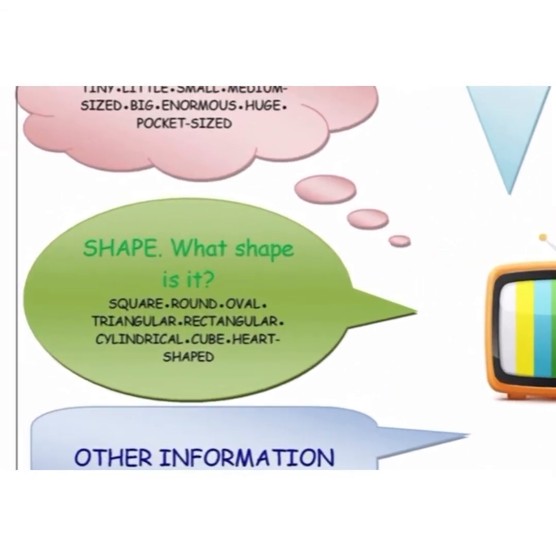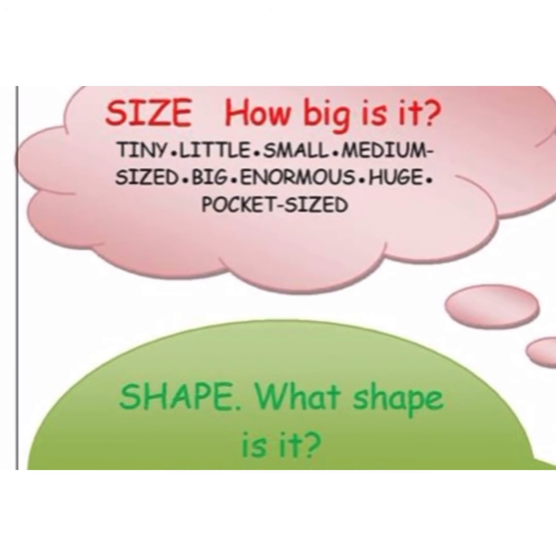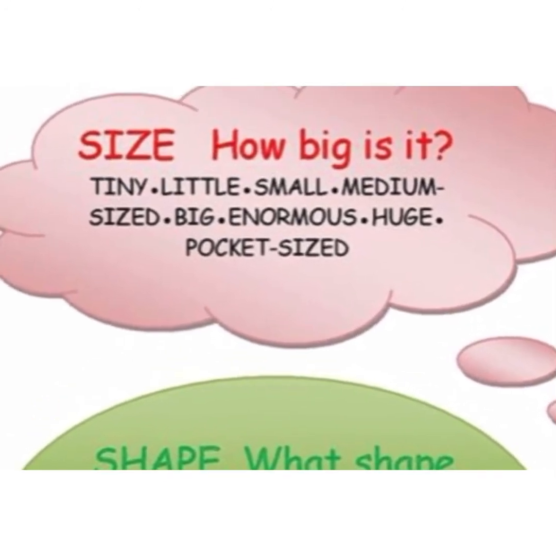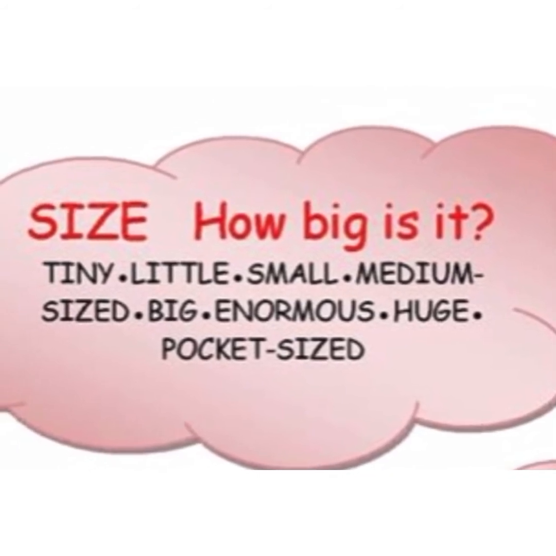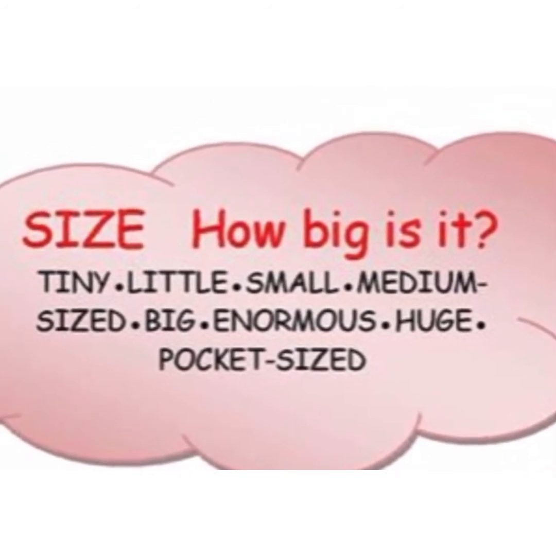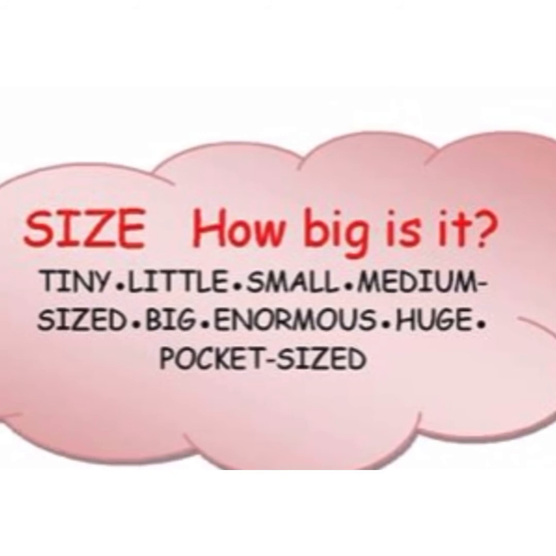You can describe your object using the size. How big is it? Pueden describir el objeto hablando acerca de su tamaño. ¿Qué tan grande es? It could be tiny, puede ser diminuto, little, pequeño, small, pequeño, medium size, puede ser mediano, big, grande, enormous, puede ser enorme, or pocket size, o puede ser también de bolsillo.